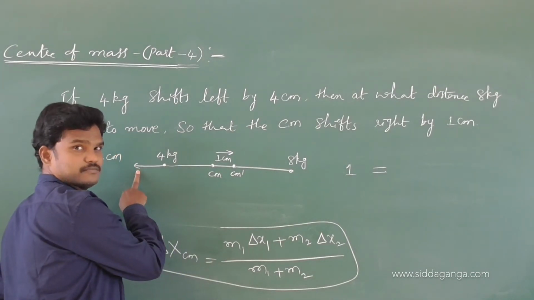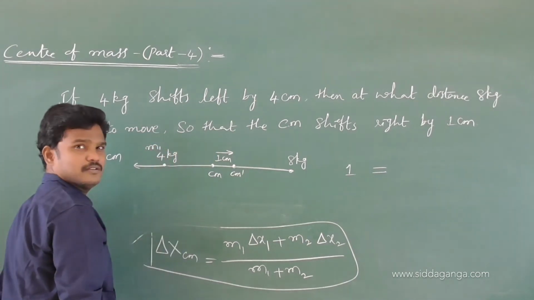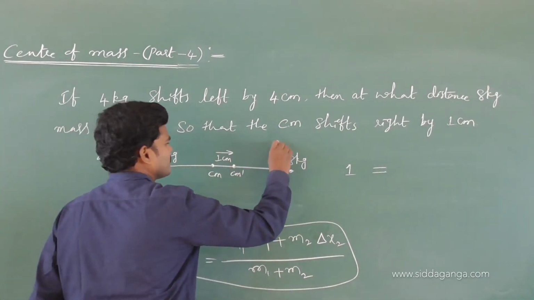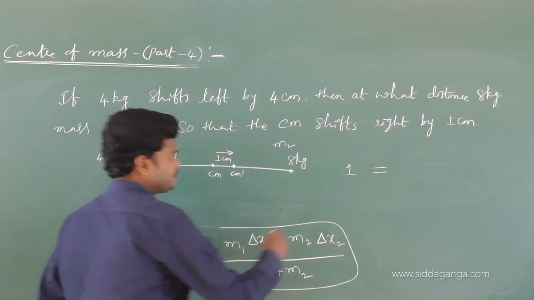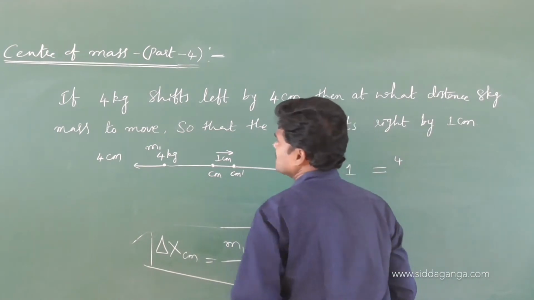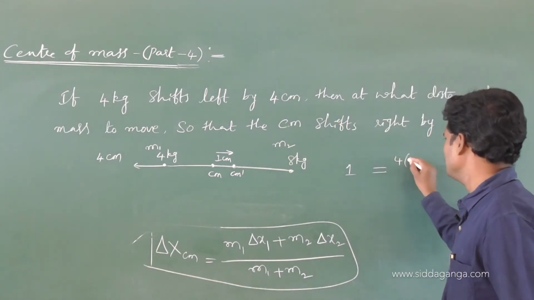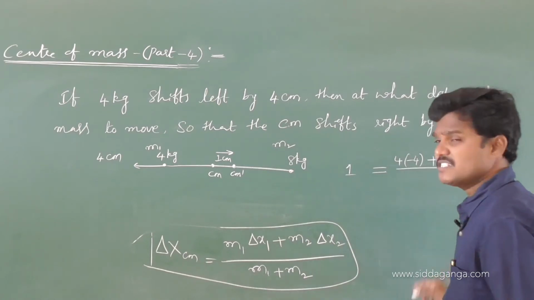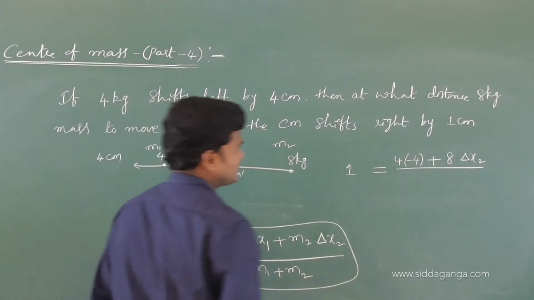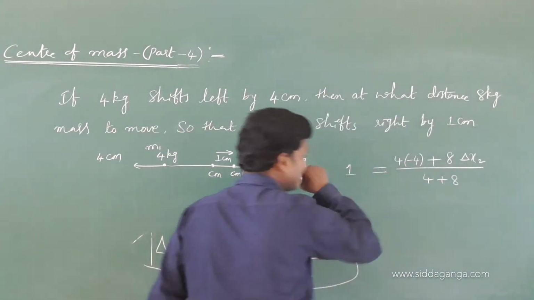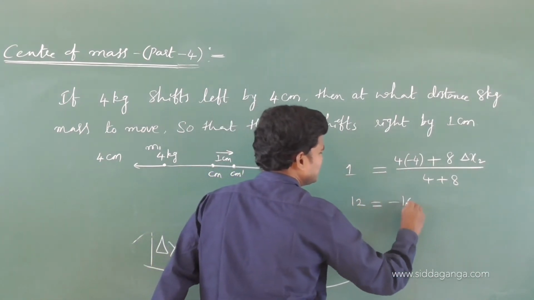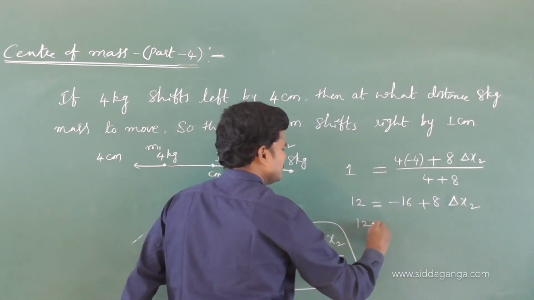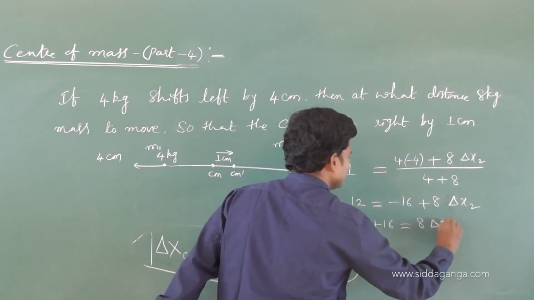Take this as M1, 4 kg. Okay, I am writing the data in outline. Use this knowledge to solve some other questions. So this is M1, M2. Now M1 is 4 kg and it is shifted left by 4, so -4, plus M2 is 8. The target is to find at what distance M2 should be moved. M1 plus M2 is 4 plus 8, so this is 12, 16, 8 delta x2. Okay, 12 plus 16, 8 delta x2.